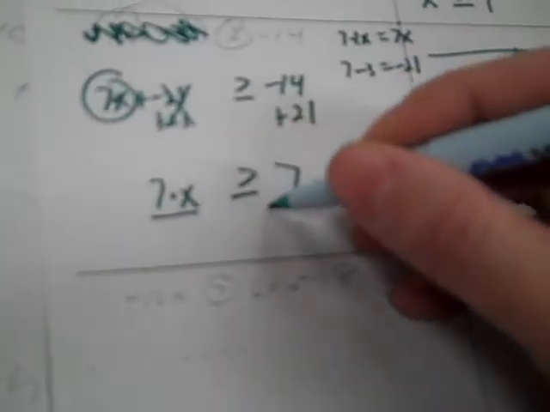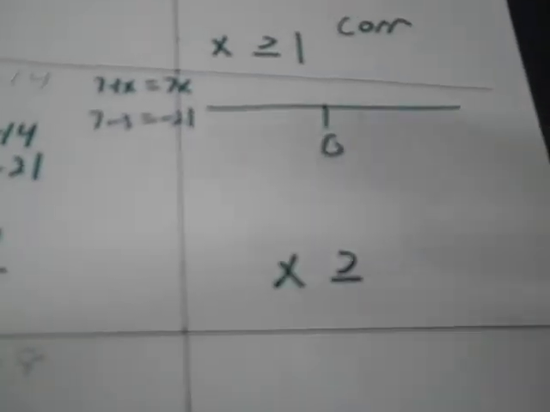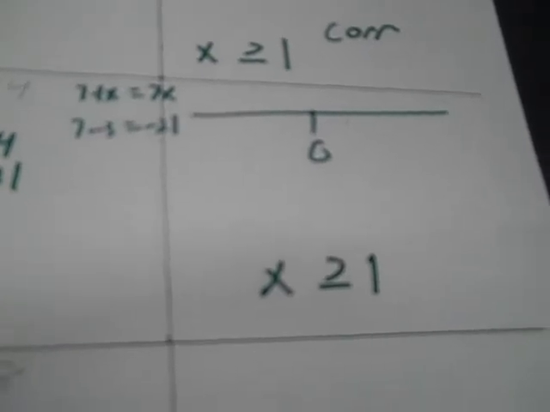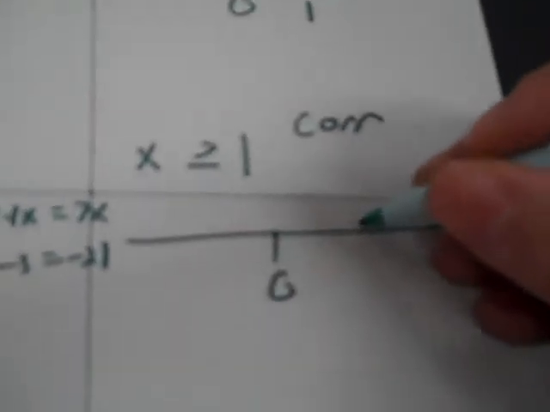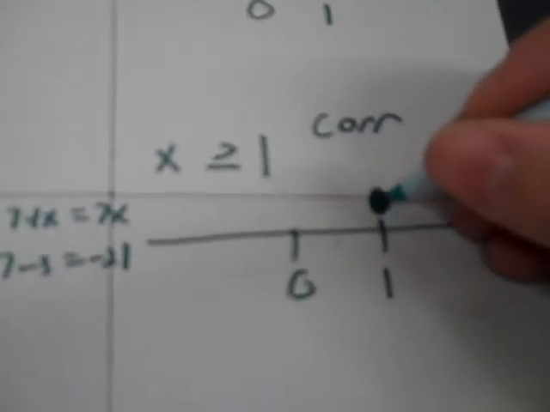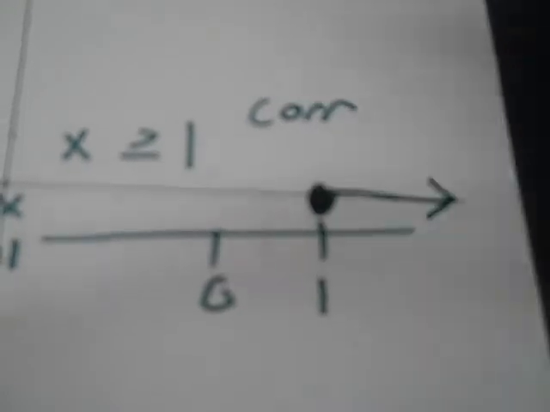And now it is time to divide. Okay, the x is on this side, so I put it on that side, and 7 divided by 7 is 1. Okay? So 1 is my critical number. The bar's there, so fill that in. Okay? Nose goes that way, so this way. Okay, next problem.